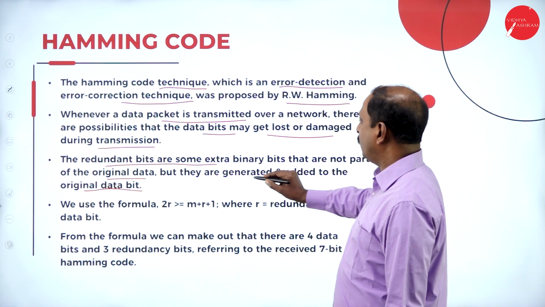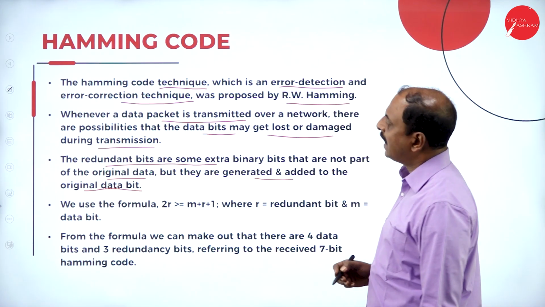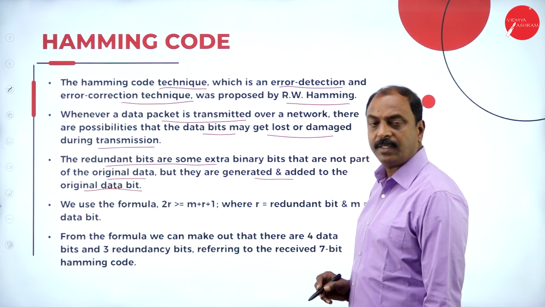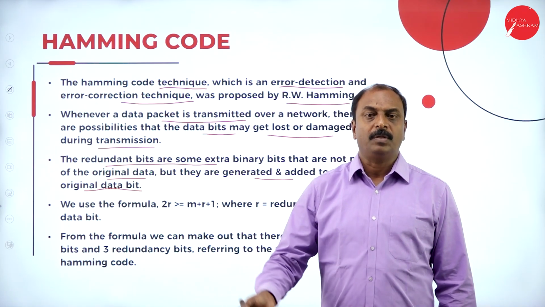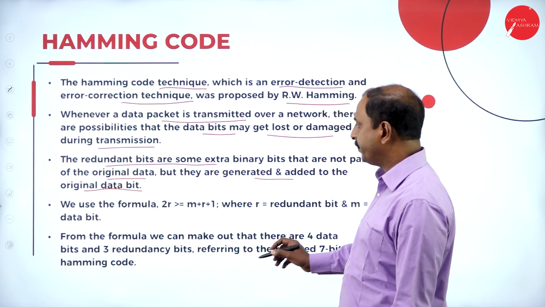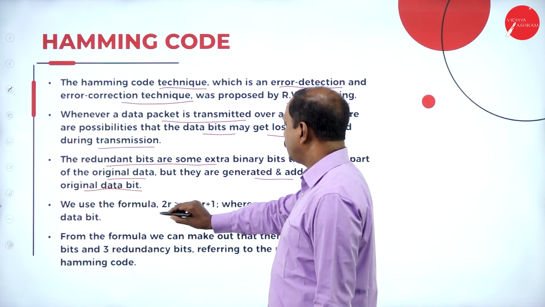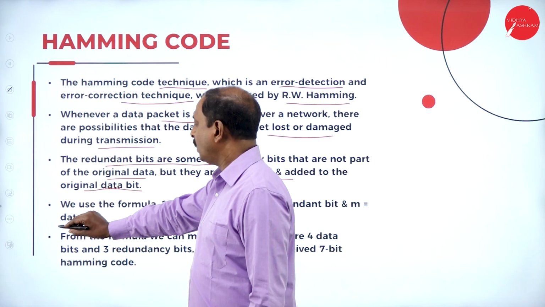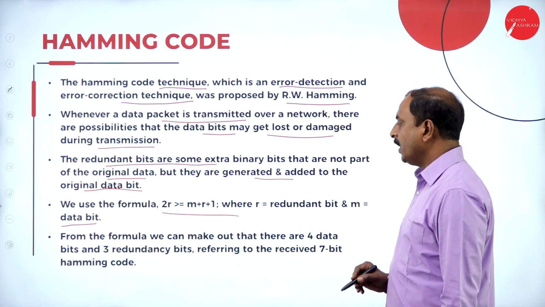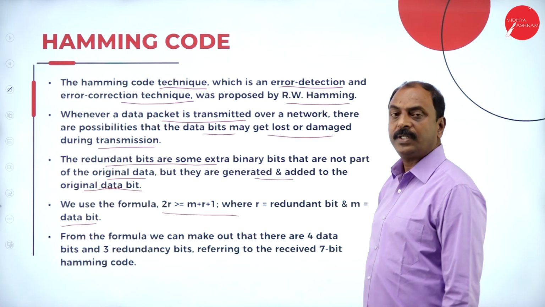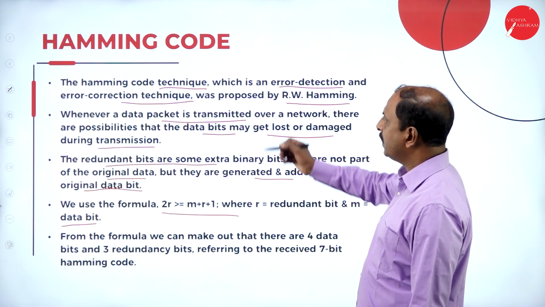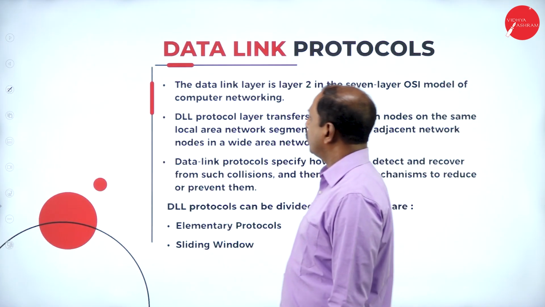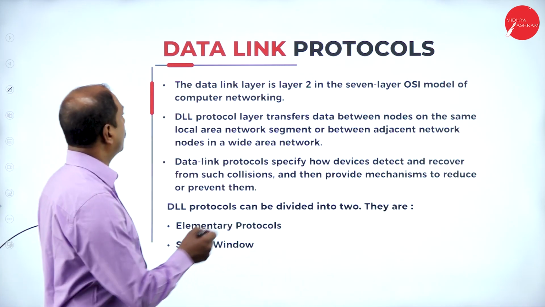So here, the first step is to generate a Hamming code that will be added or appended to the original data. Then data plus Hamming code will be transmitted over the network. Now, with the help of this formula, it is possible to get a Hamming code or even parity bit. And this is one of the error detection and error correction techniques. Now in the next slide, we will see what are data link protocols.